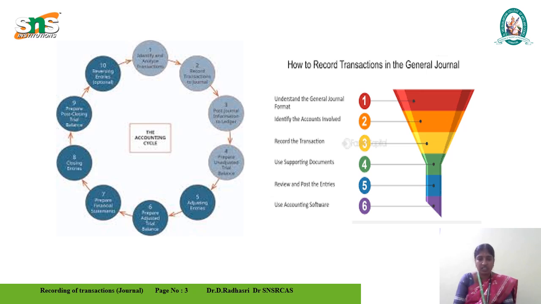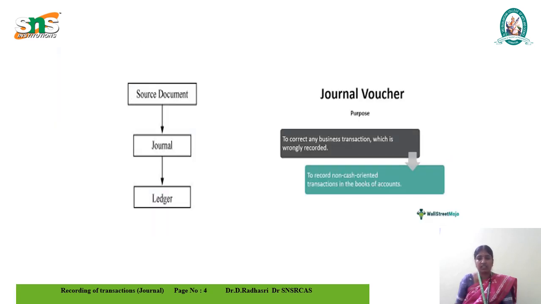How to understand the journal entry format: identify the accounts involved in the business and record the transaction. We want to use supporting documents for proper rectification, and use proper accounting software. This is the accounting cycle to be handled in the journal entries. These are the categories to be handled in this way.